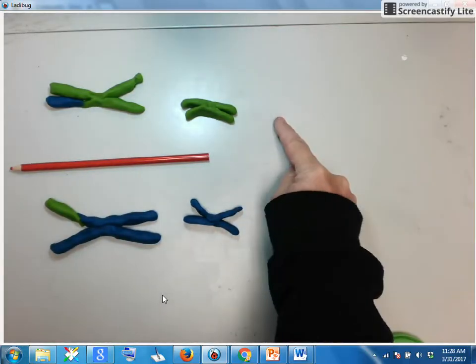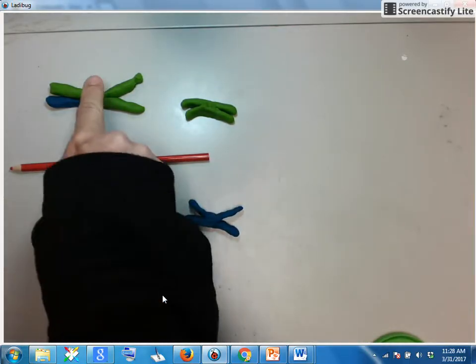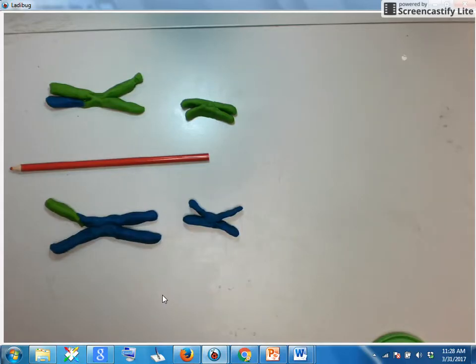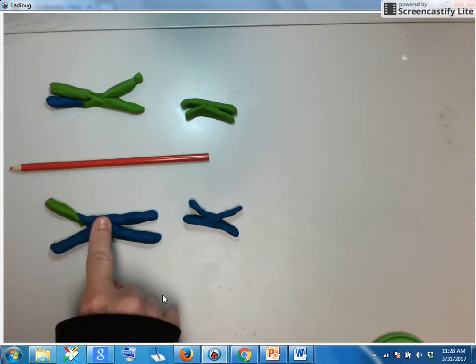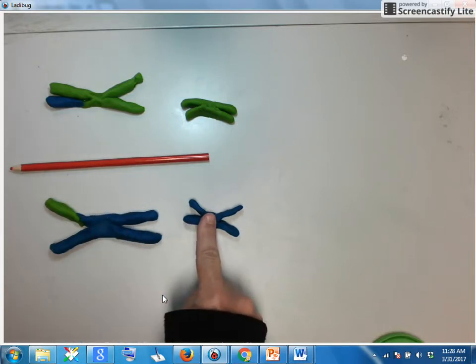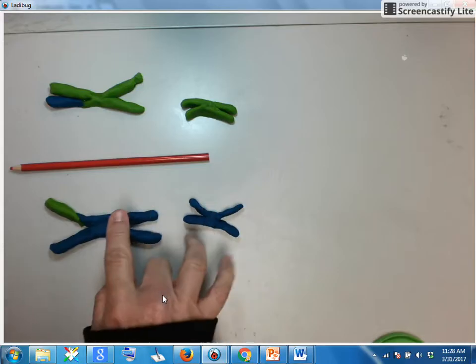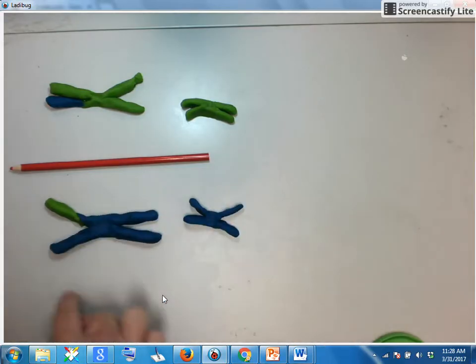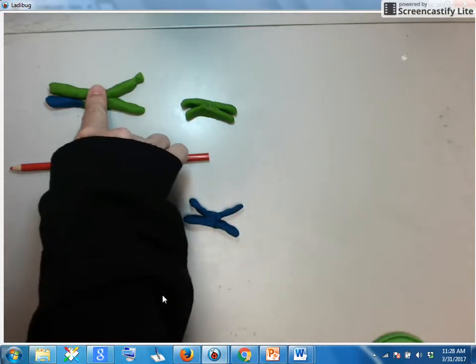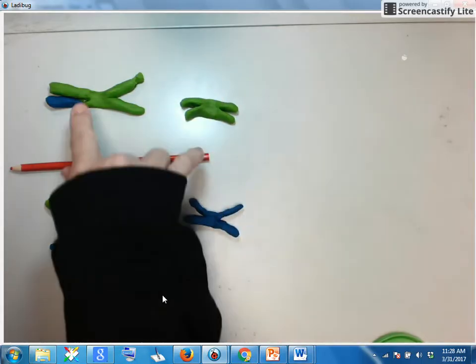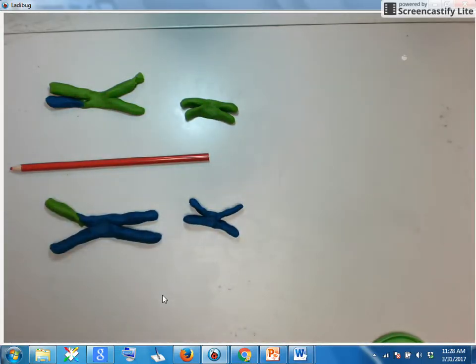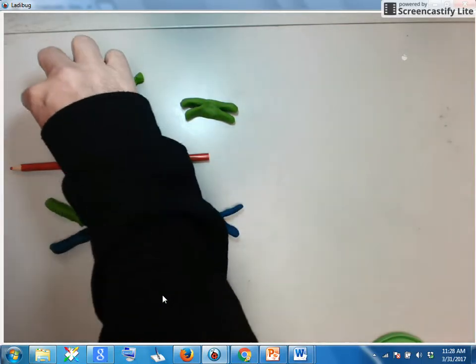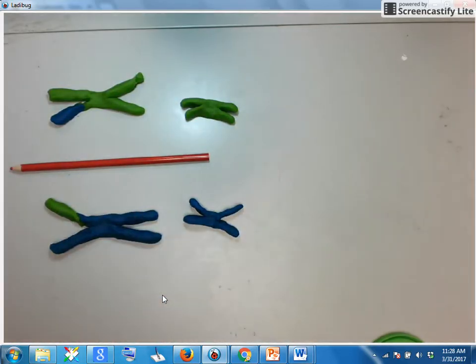Two cells, sister chromatids in each cell. Now, how do we count chromosomes? We count them by the centromere. So here's one centromere, here's two centromeres. So there are two chromosomes in this cell. Here, one chromosome, two chromosomes in this cell. Are they the same? No. This one's real big, this one's little. Totally different chromosomes.